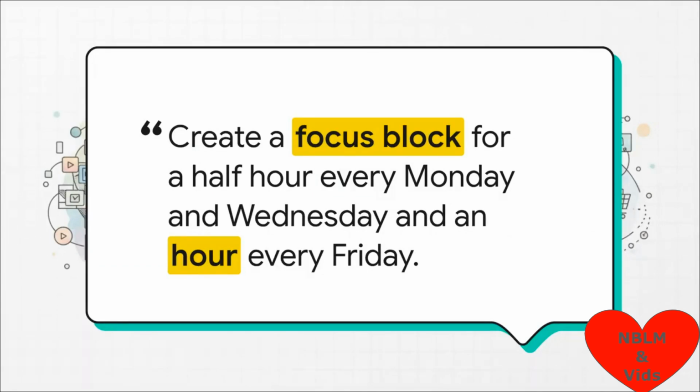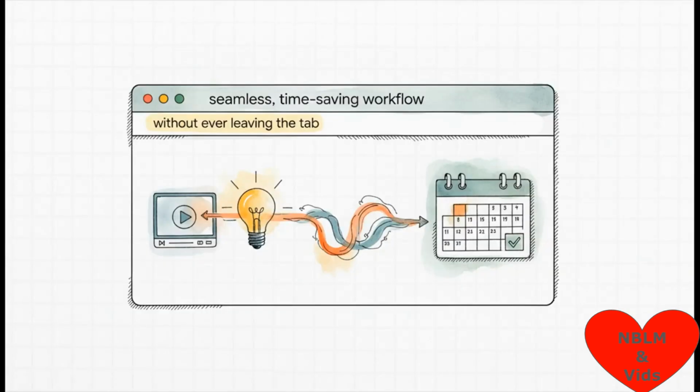But here's where the magic really happens. The video mentions scheduling some focus time. Normally, you'd have to open up your calendar, create a new event, you know the drill. Here, you just tell Gemini what you want, right in plain English. And done. Just like that. The info is pulled from the video and the event is on your calendar. The whole thing takes, what, a few seconds? And you never even had to leave the tab. Think about that. It's not just about saving time. It's about closing that gap between learning something cool and actually doing it.